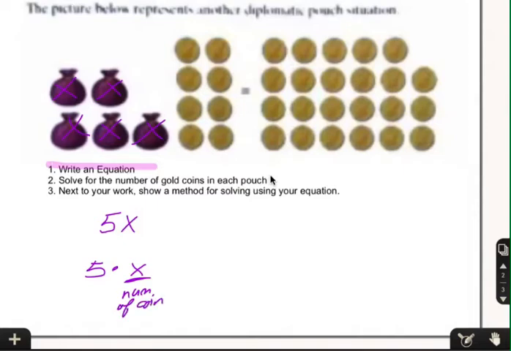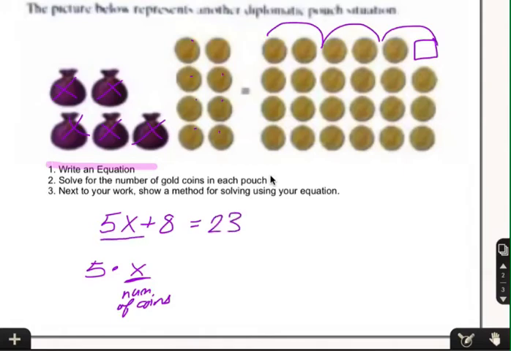in each pouch, right? So 5X plus, I have 1, 2, 3, 4, 5, 6, 7, 8 coins, 8 $1 coins that have a value of 1, so I can use a whole number 8 there, equals however many coins are on the right-hand side. So right here I have 8, 16, 24, but without this one, so that would be 23. There's my equation. So now it says solve for the number of gold coins in each pouch.